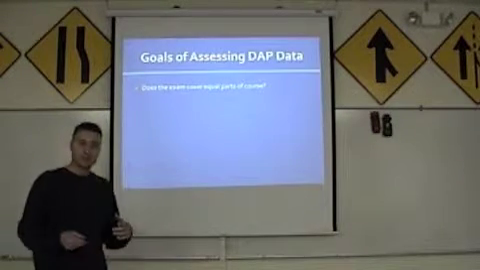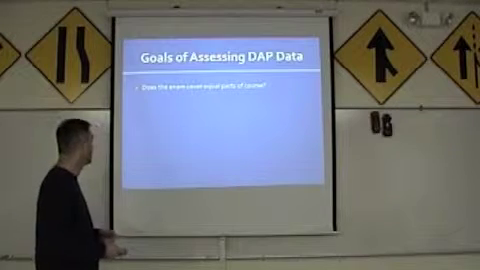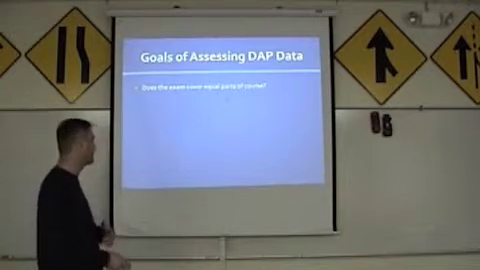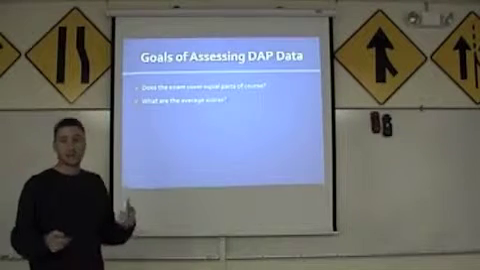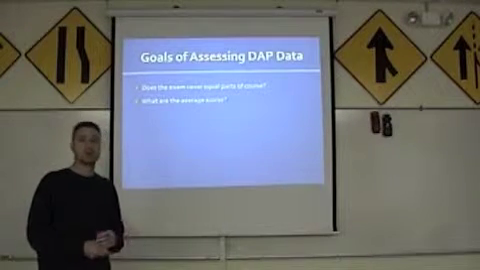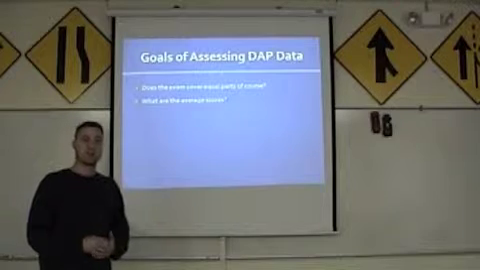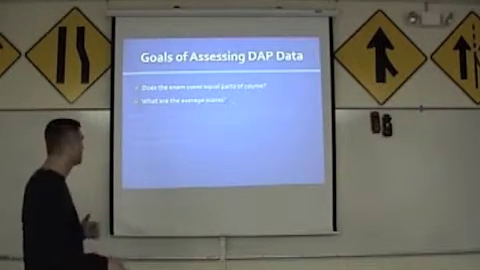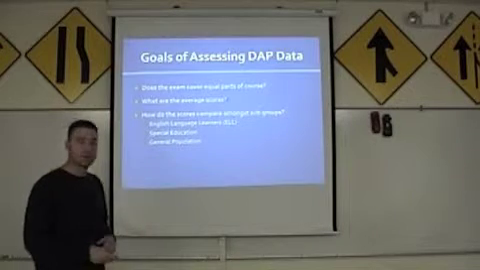The goals of assessing the DAP data that I came up with was to take a look, does the exam cover equal parts of the course throughout the entire semester? What are the average scores? And that's what I was really taking a look at. What are the average scores for my students for taking the DAP just here at Warren Meadows High School? And how do the scores compare amongst subgroups?